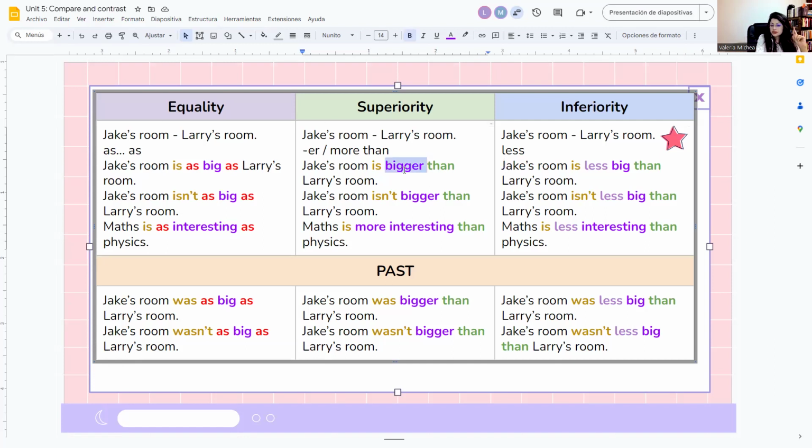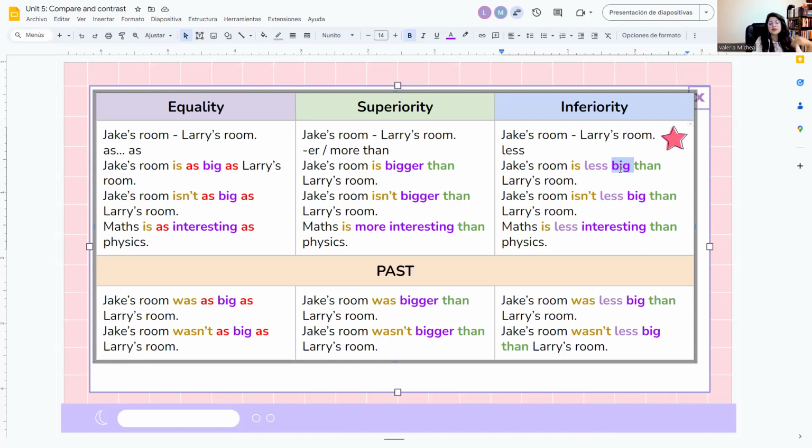Remember that you are only going to change the adjective when talking about superiority. You are going to add er or more to your sentences. Whereas when you're talking about equality, you're not going to add er or more. You're just going to use the adjective as a plain thing, nothing extra. As big as, interesting as. That's it. The same is going to happen with inferiority. You are not going to change the adjective.